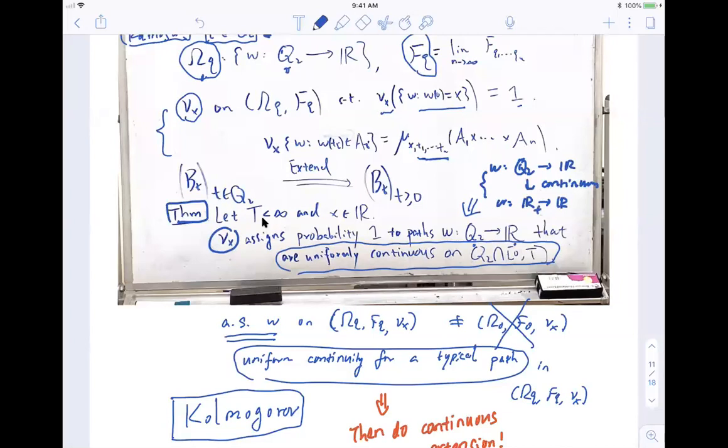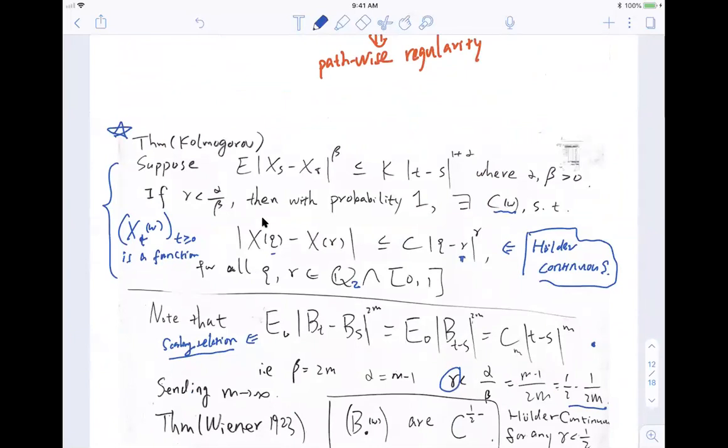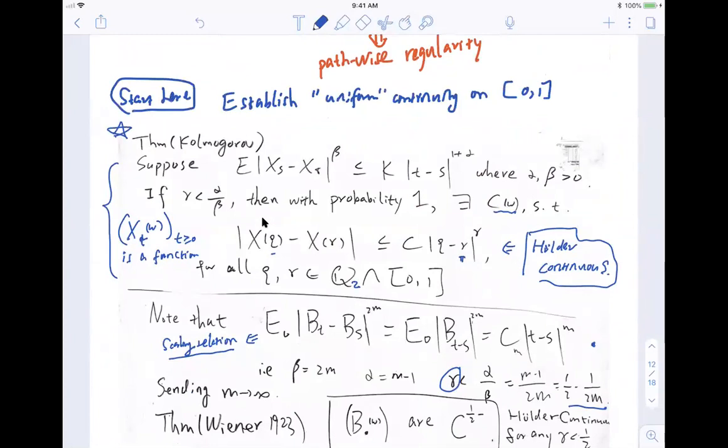Okay, so if we assume the Kolmogorov extension theorem, the crucial part is to prove the continuity. Let's start here. The crucial part is to establish continuity, not just continuity, but uniform continuity on any finite interval. Since by translation we can just consider uniform continuity from 0 to 1. Once we have this, we can do the extension.